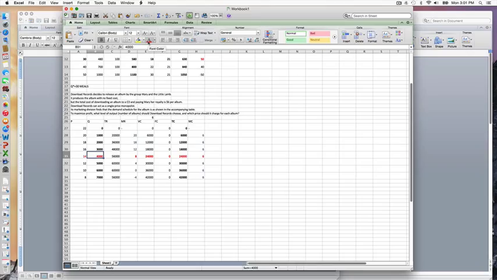So this is what we were asked to solve for. Q star equals 4,000 albums. And P star equals $14, 14 per album.